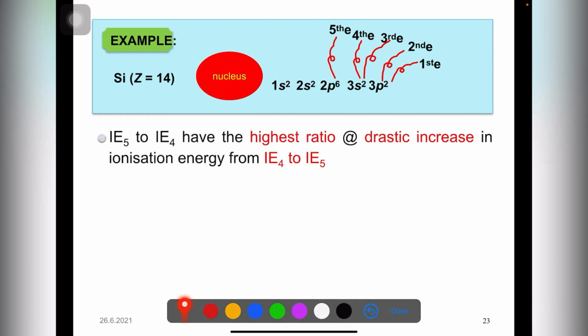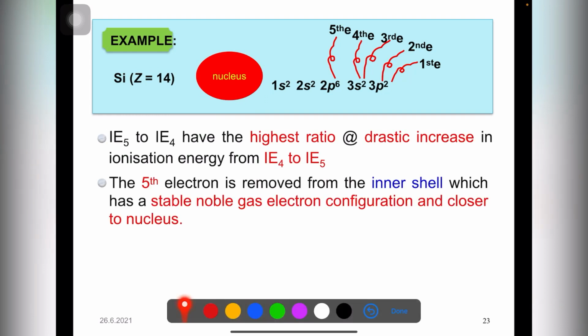So this is the explanation: there is a sudden or drastic increase from IE4 to IE5. If you want to use the highest ratio, it will be IE5 to IE4, which has the highest ratio. If you want to use drastic increase or sudden increase, it will be a sudden increase or drastic increase in ionization energy from IE4 to IE5.